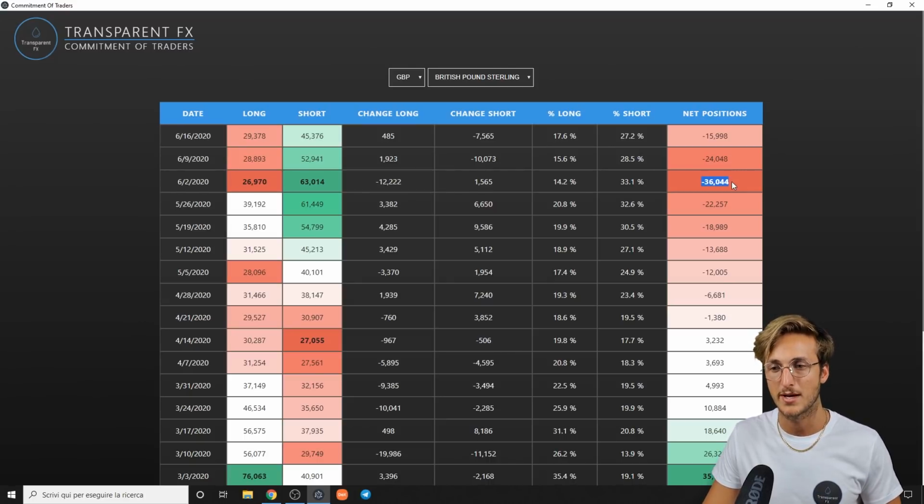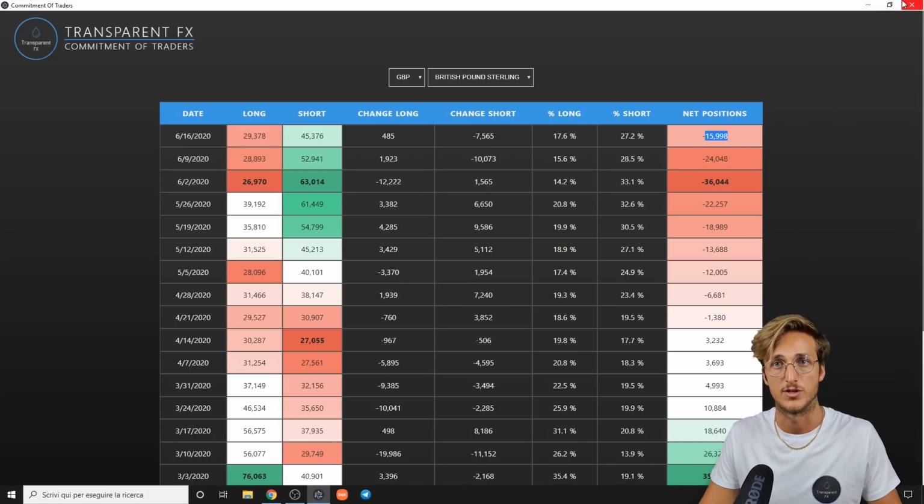So we went from minus 36K, so way more shorts than longs, with 63K shorts and 26K longs, to having a decrease in the shorts, so from 63 all the way down to 45K, and an increase in the longs. So obviously a shift to the upside, all the way up to minus 15K net positions. So hedge funds were increasing the longs and decreasing the shorts on GBP USD.